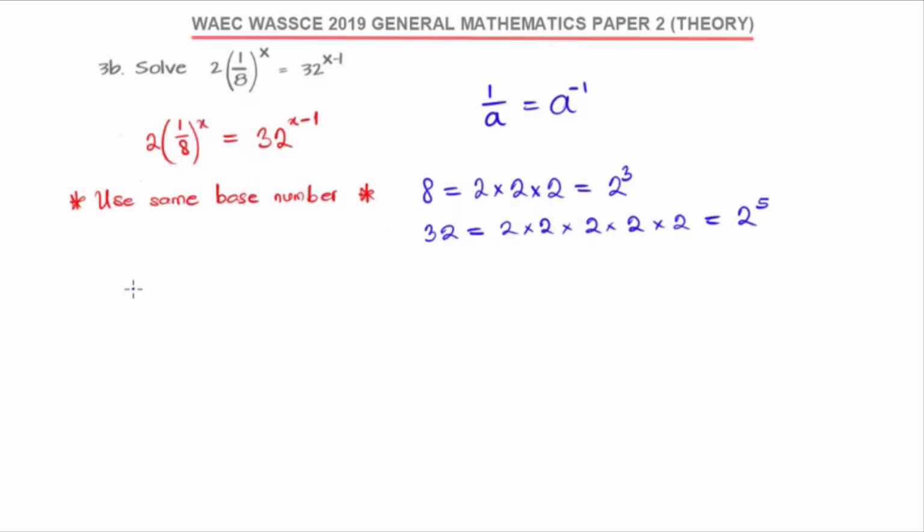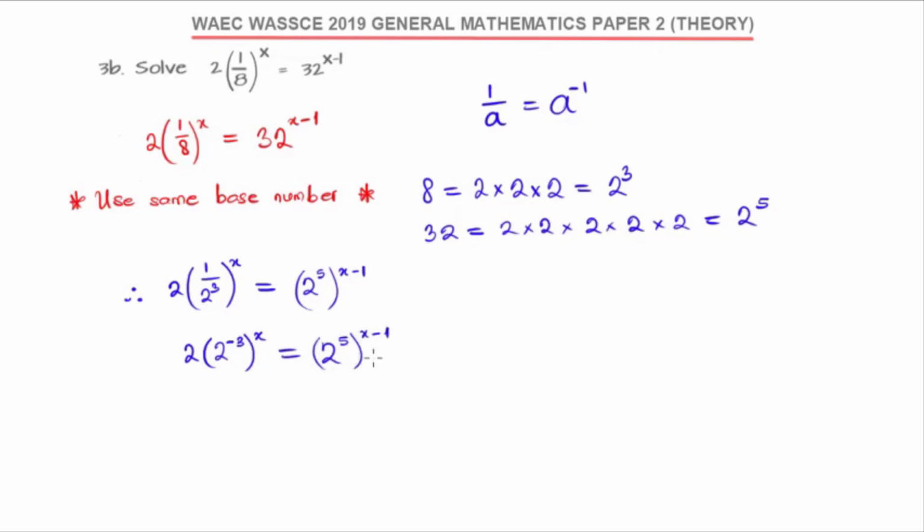So, 1 over 8 will be 8 raised to the power minus 1, but 8 is 2 raised to the power 3. So we can say it's 1 over 2 raised to the power 3, all raised to the power x, is 2 raised to the power 5, multiplied by x minus 1. If you just want to now use that law of indices, instead of 1 over 2 raised to the power 3, we can have 2 raised to the power minus 3, then all raised to the power x.